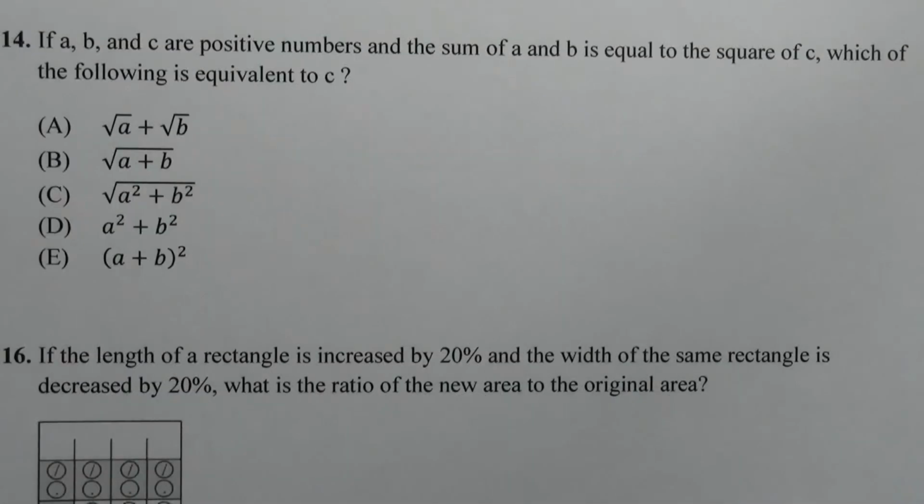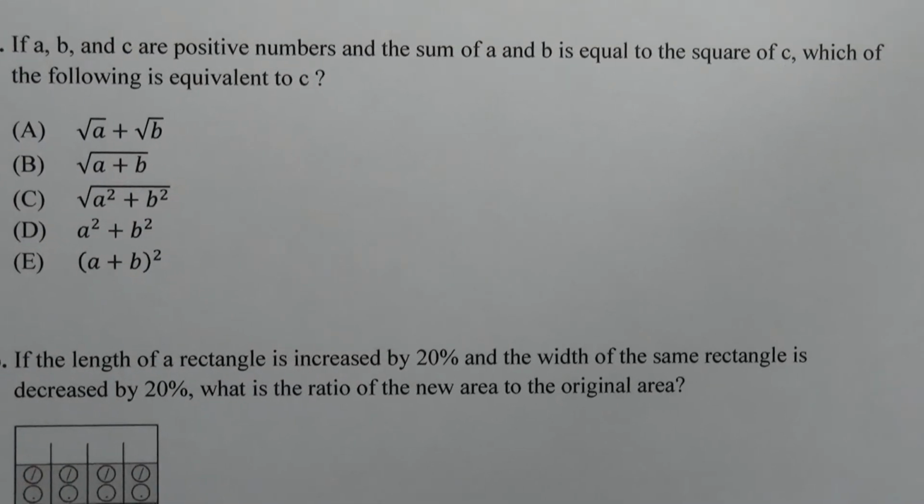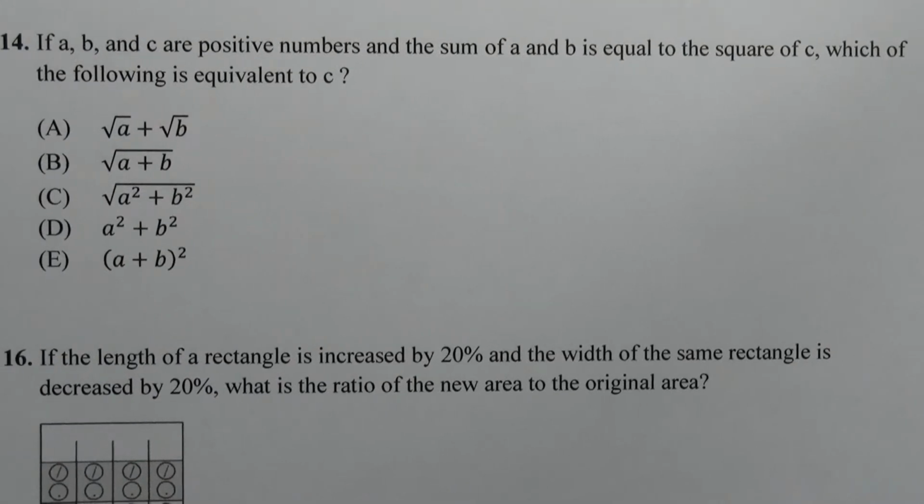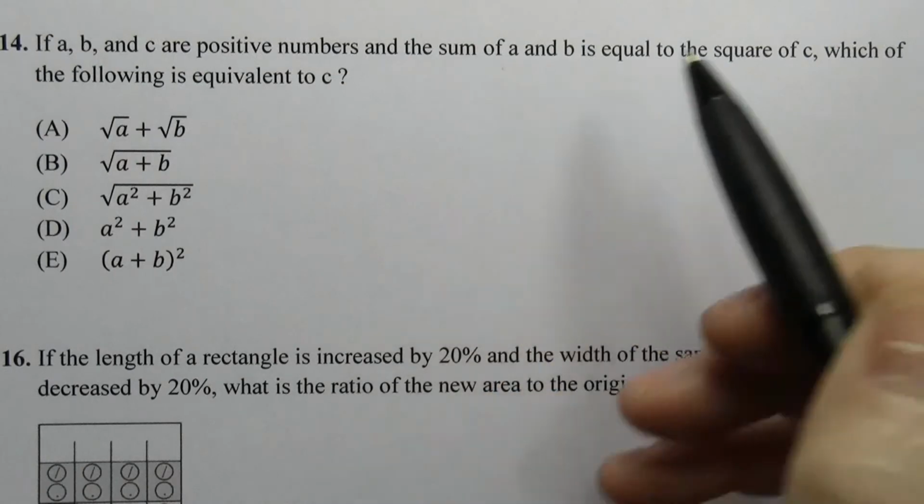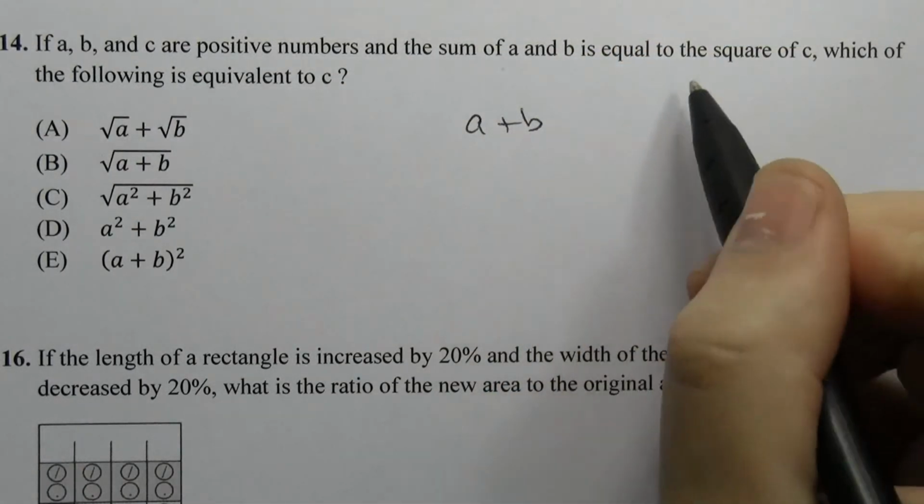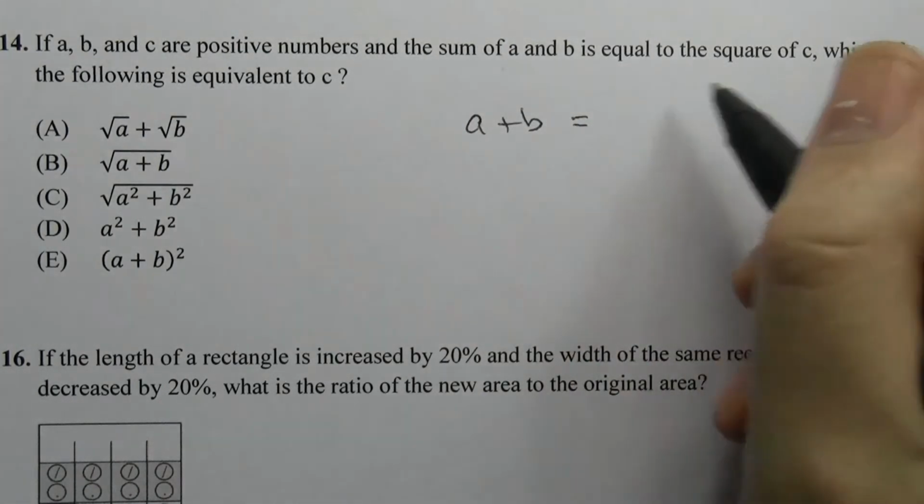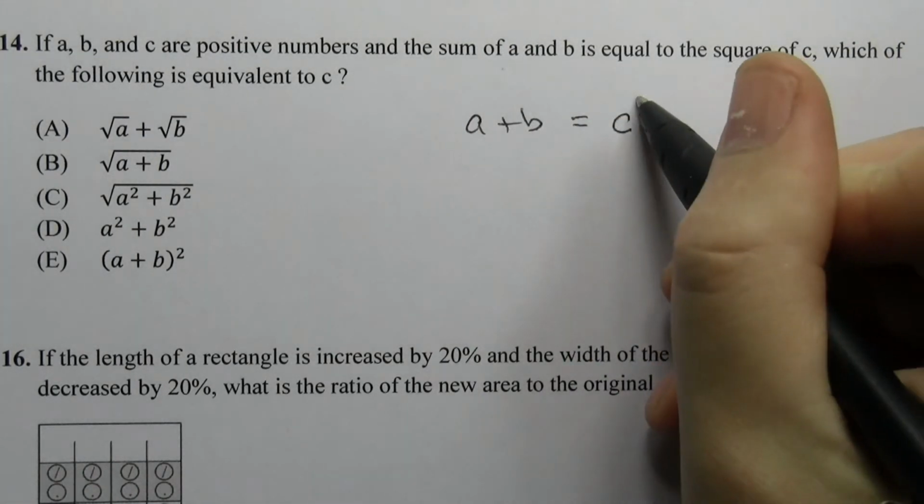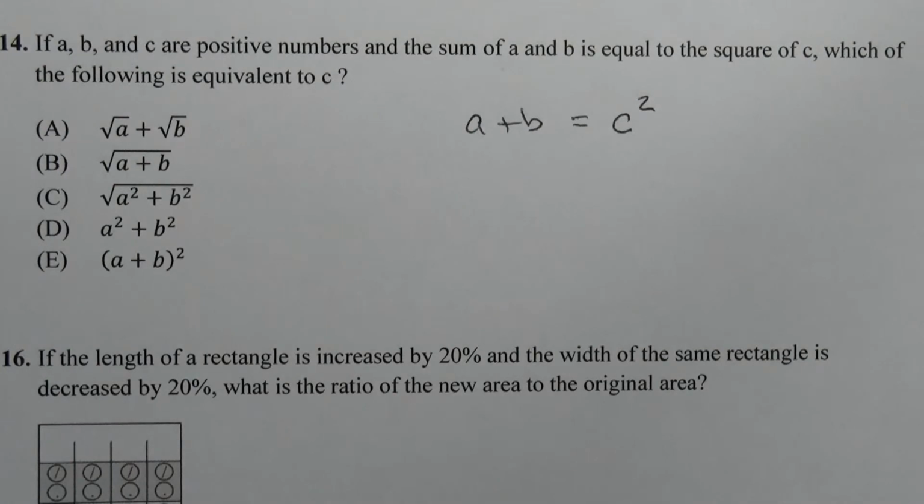And as a result, the other one's going to need to be multiplied by something for the equivalency to make sense. Okay. But this one says if A, B, and C are positive numbers and the sum of A and B is equal to the square of C, which of the following is equivalent to C? All right. So again, this is a straight, sort of pure translating English to algebra type of question. It's a number 14, right? So it's medium difficulty. But it says the sum of A and B, so we know that the sum of A and B is equal to the square of C, right? Not the square root of C. That's really important to remember.